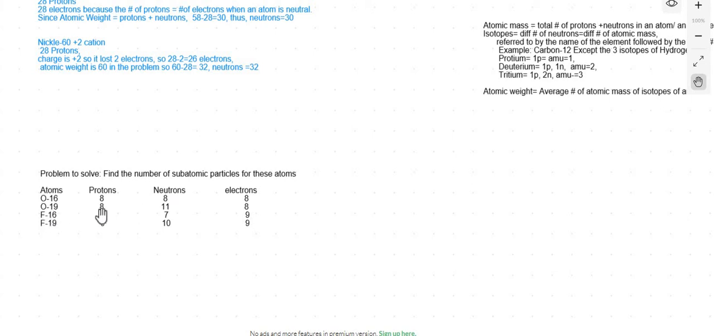For oxygen 19, protons is 8, electrons also 8. For neutrons, you would do 19 minus 8, which would give you 11. For fluorine 16, the atomic number is 9, so protons is 9, electrons is 9. So 16, which is the atomic mass, minus 9, the number of protons, would give you 7. For fluorine 19, the protons is still 9 because the atomic number is still 9. Electrons 9, and you would do 19 minus 9, which would give you 10. And that would be the answer for this problem.